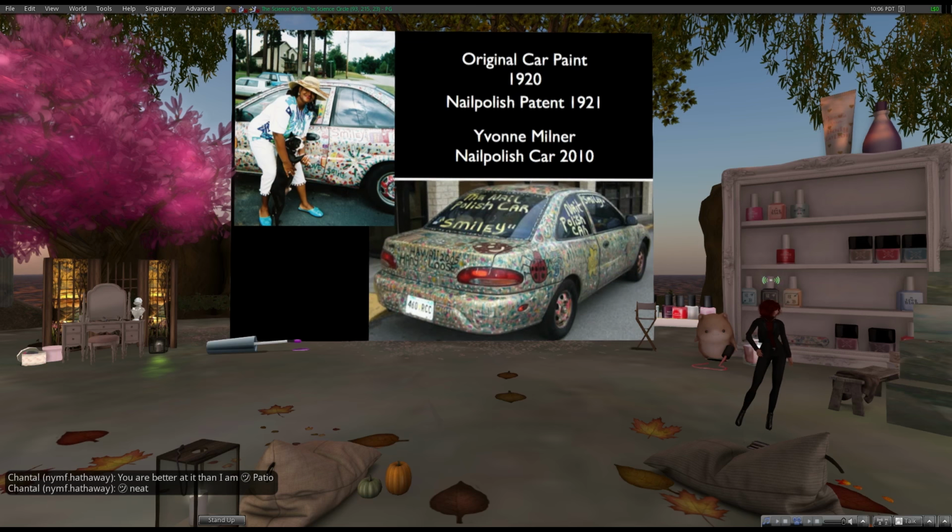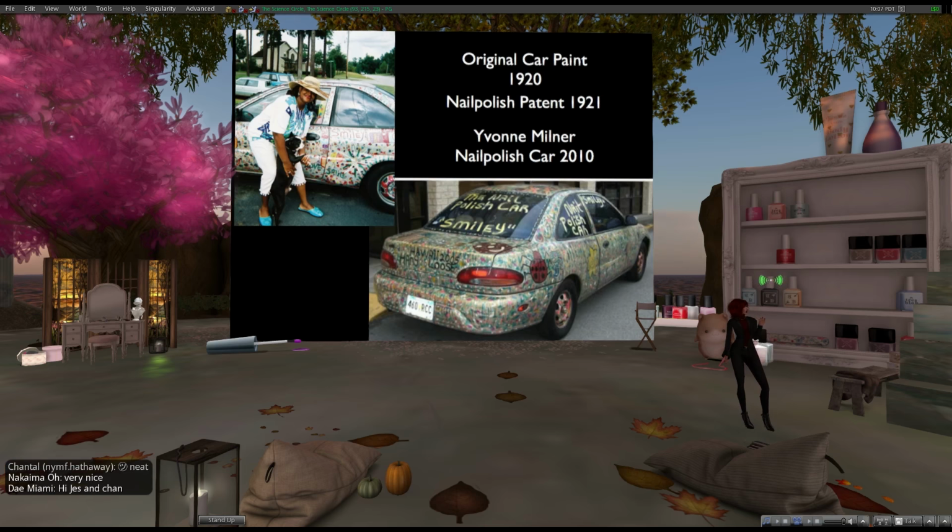So in 1920, they finally made automobiles not black. They patented car paint. And then in 1921, with pretty much the same recipe, a patent was taken out for nail polish. Yvonne Milner, in 2010, reversed the process, and she's painting her entire car with nail polish. It took hundreds of bottles of nail polish, even to get it coated as much as you can see here.